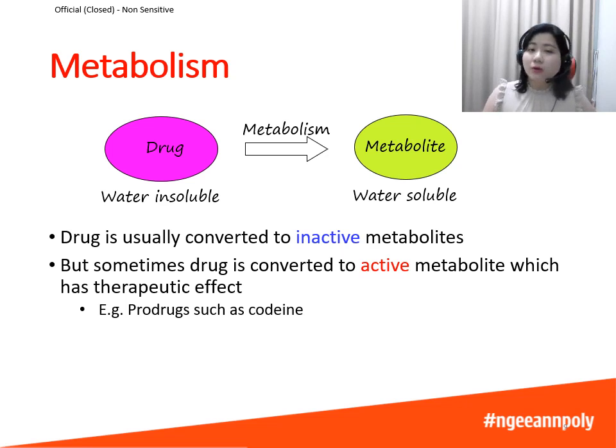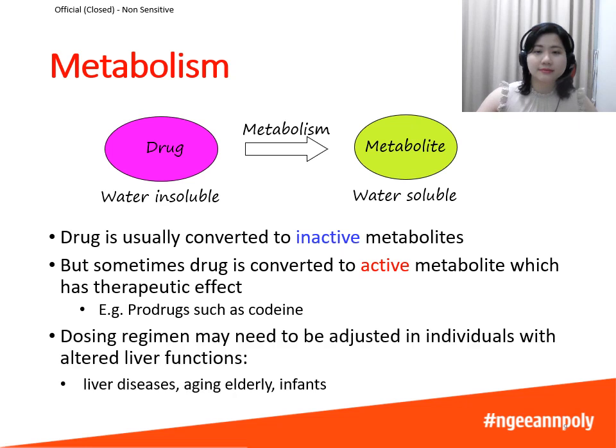For example, codeine is used as a painkiller. Codeine itself is not active as a painkiller, but in the body it is converted to morphine, which is a strong painkiller. For drugs that are metabolized by the liver, the dosing regimen may need to be adjusted in patients with altered liver functions. For example, those with liver diseases, the elderly, and young infants.